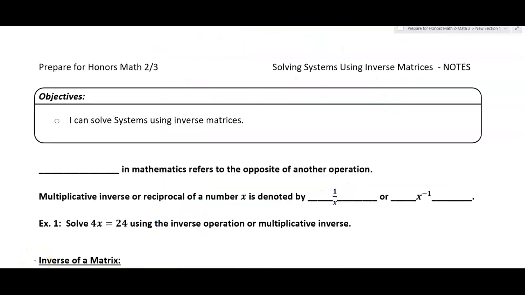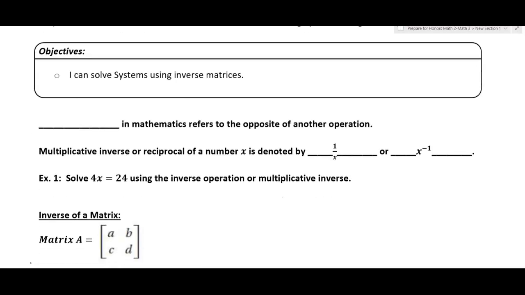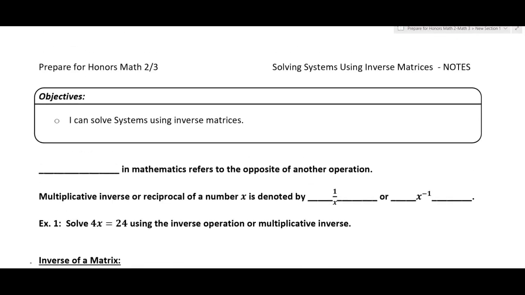Hello everyone, this video is on solving systems using inverse matrices. So the first thing we want to talk about is what is an inverse? Inverse in mathematics refers to the opposite of another operation. So if we have addition, the inverse operation of addition is subtraction. The inverse operation of multiplication is division.